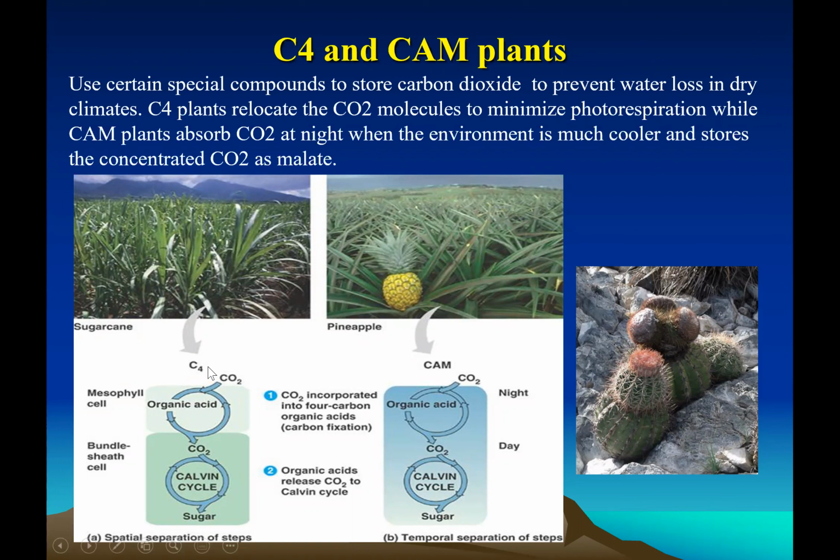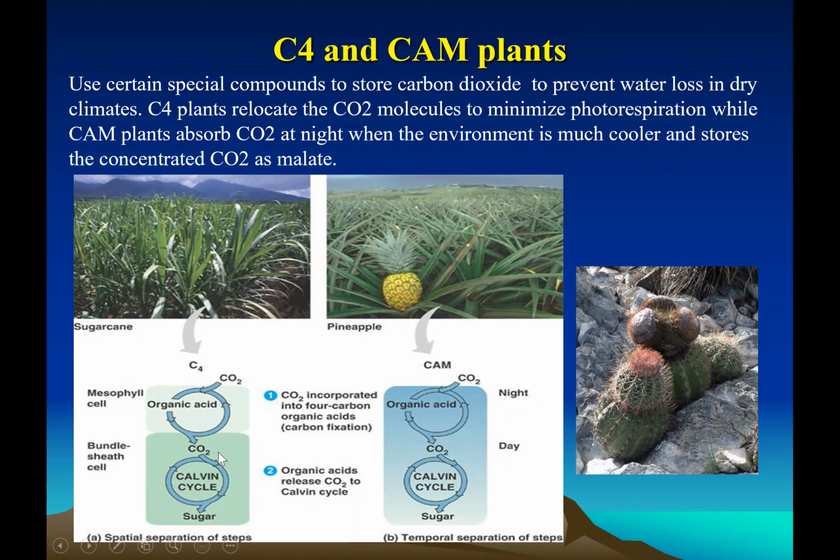So what it will do is when the climate is conducive, it will open its stomata, bring in the carbon dioxide, and then it will make an organic acid with it. And it will store the acid in bundle sheath cells. So these are like special cells, like they're called vessels, bundle sheath cells in leaves. So it will store it as an organic acid, and then it will use the organic acid as a carbon source.